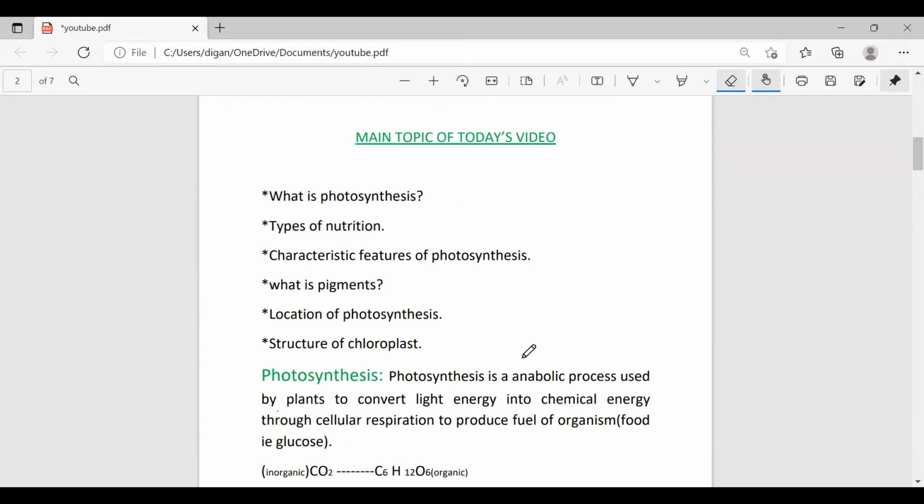The points I am going to discuss today are: what is photosynthesis, types of nutrition, characteristic features of photosynthesis, what are pigments, location of photosynthesis, and structure of chloroplast. So first let us go for the definition of photosynthesis.